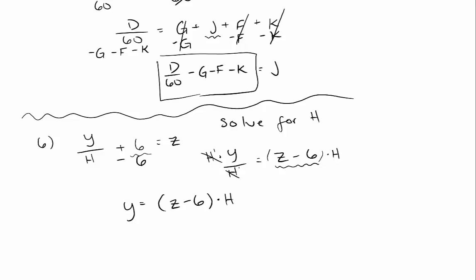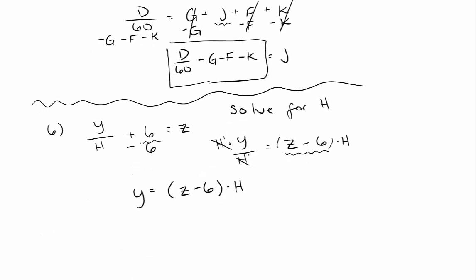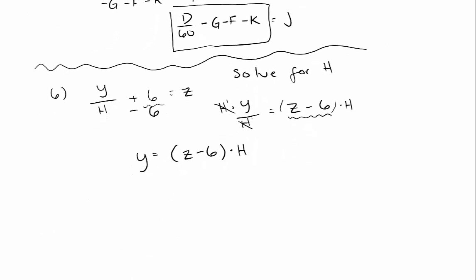And if I were solving for y, that's great, I'm done, right? But I'm not. I'm solving for h. And just like in one of the previous problems, let's take a look up here. Just like problem number 4, right? We had g times 3k plus 1/2, and we had to divide by that whole little expression in the parentheses. I'm going to do that again right here. I'm going to divide this whole side by the expression z minus 6. I don't know what z minus 6 is because z could be any number. But I do know that z minus 6 divided by z minus 6 is always 1, because anything divided by itself is 1. And so now I just have an h.